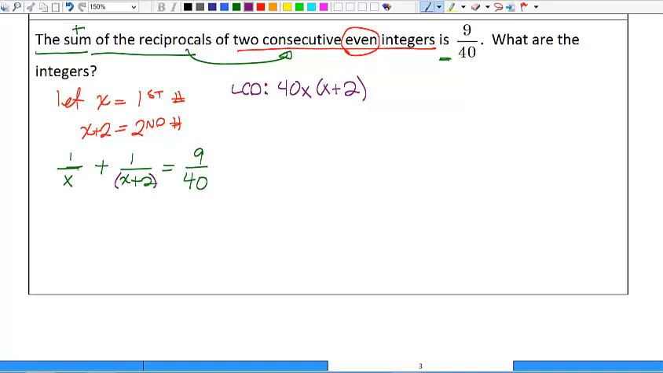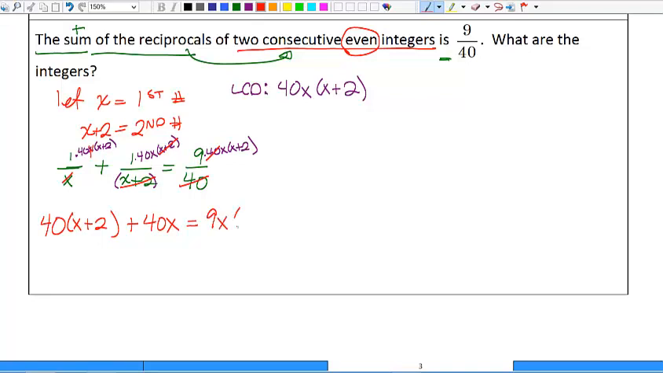So once I have the LCD, what I'm going to do is multiply every single numerator by the LCD. That should eliminate all of the denominators if we picked our LCD correctly. So the x and the x divide out, and I'm left with 1 times 40, that's just 40 times x plus 2, because the x's divide out. The x plus 2 divides out on the second fraction, so we have a plus 1 times 40x, it's 40x. And on the last one, the 40's divide out, and I'm left with 9x times x plus 2.